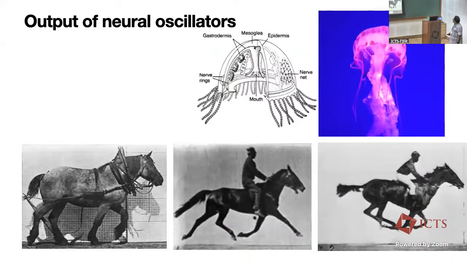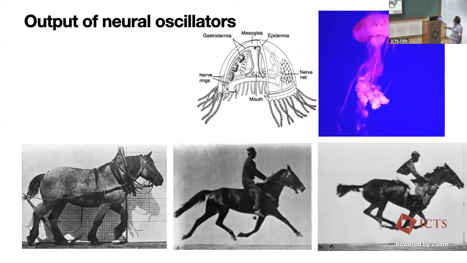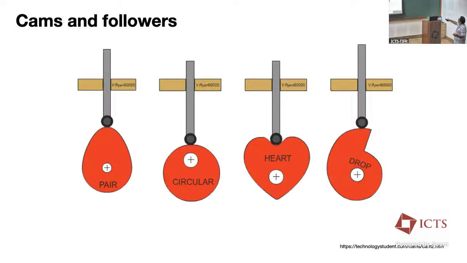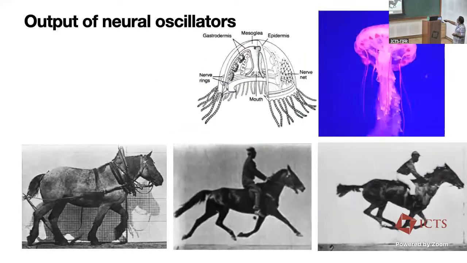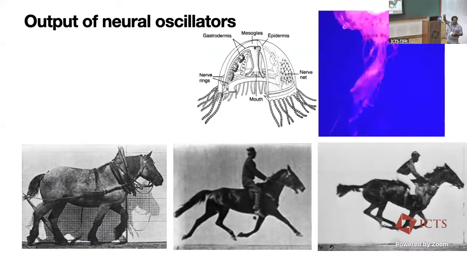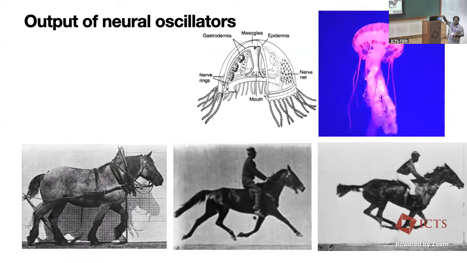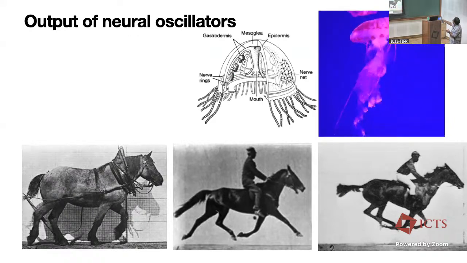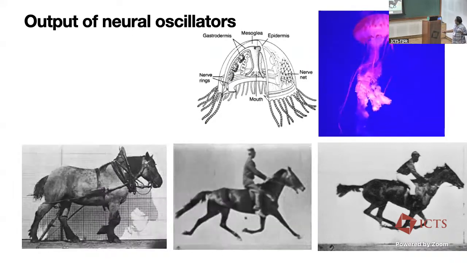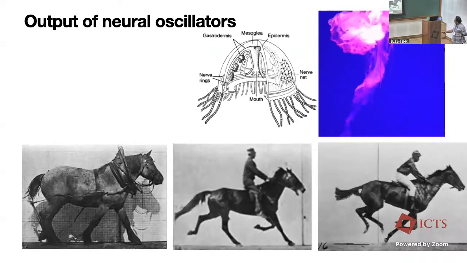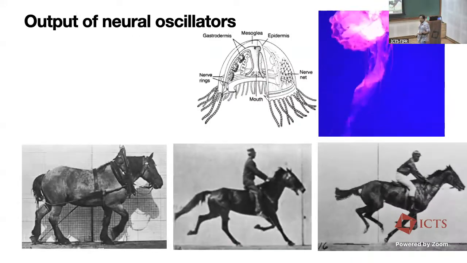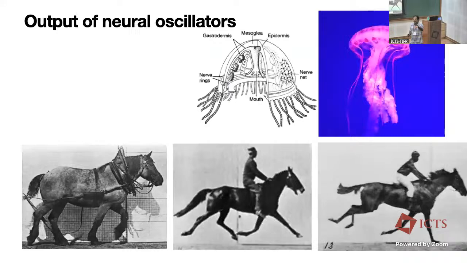So here's the kind of output that you'd see from neural oscillators, right? This is a jellyfish, and you have this net of neurons, and you have traveling waves of activity that go through this net of neurons, and that's what's giving rise to this undulating oscillation that you see out here. If you look at the gait of horses, you will see that there are different phase relationships associated with the movement of each of these limbs, and all of these are driven by motor neurons.